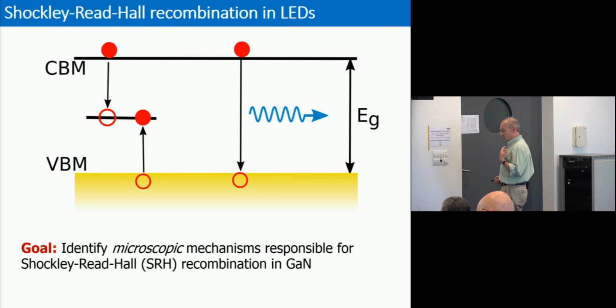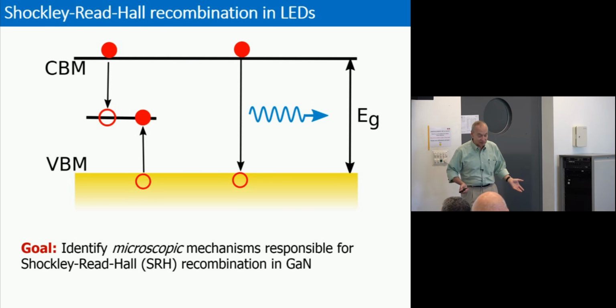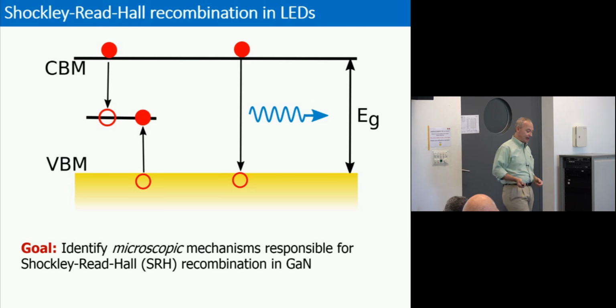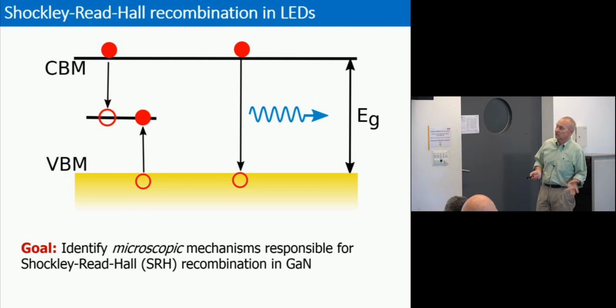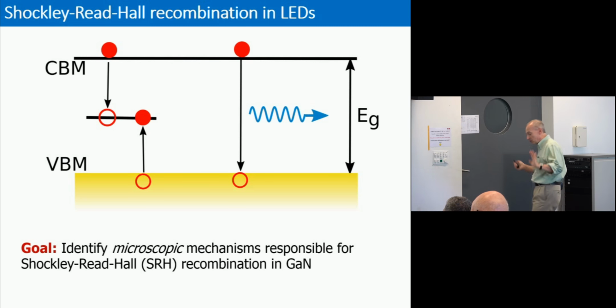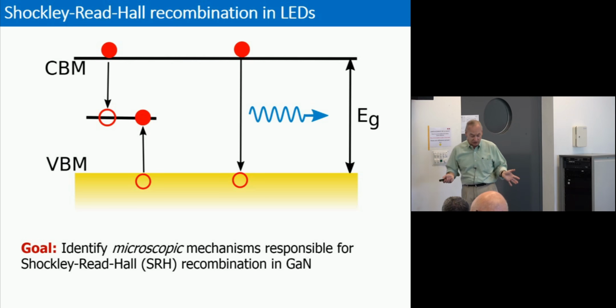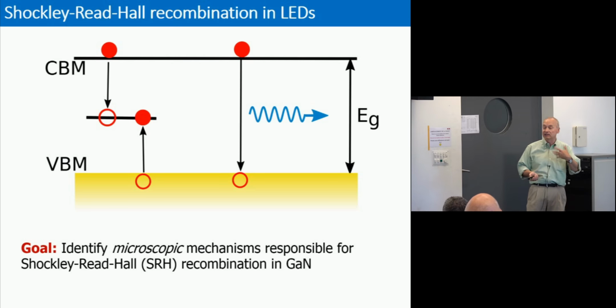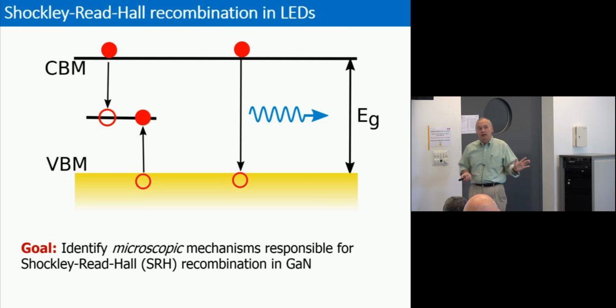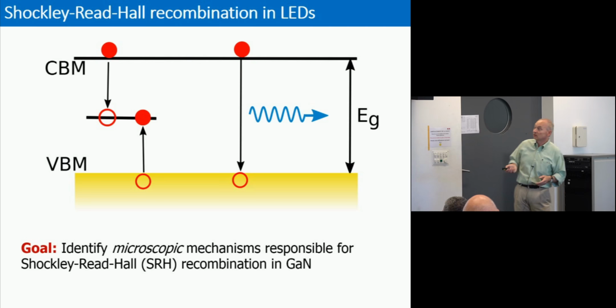Now, that does not happen with 100% efficiency. And there are a number of loss mechanisms that can occur that reduce the efficiency. But here's an important one, having to do with the presence of point defects in the material. Now, I use the term point defects very generically. It could be a native defect, like a vacancy, a missing atom, or an interstitial, an extra atom in the lattice, or it could be an impurity, which may be intentionally or unintentionally present in the material.